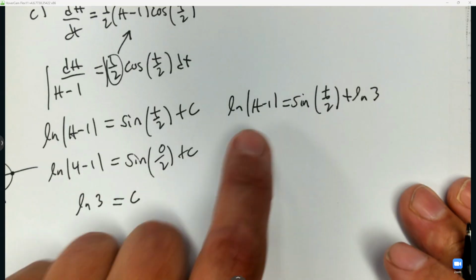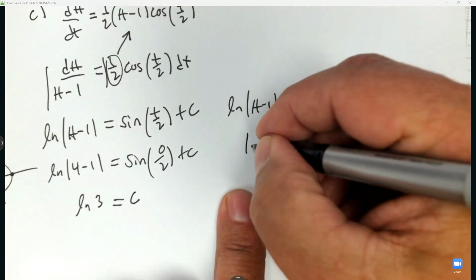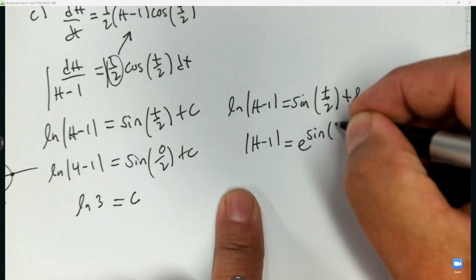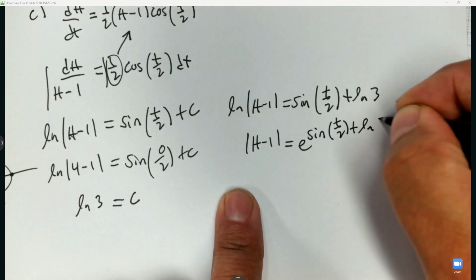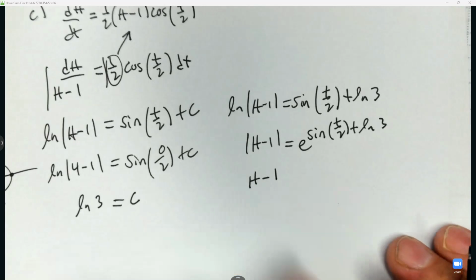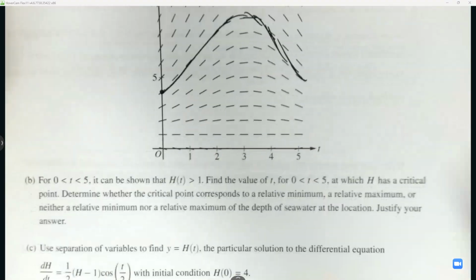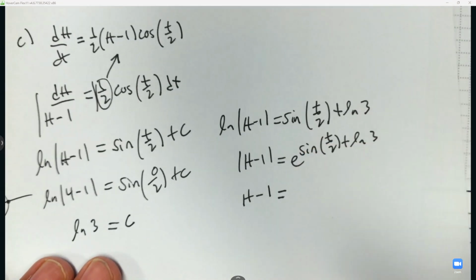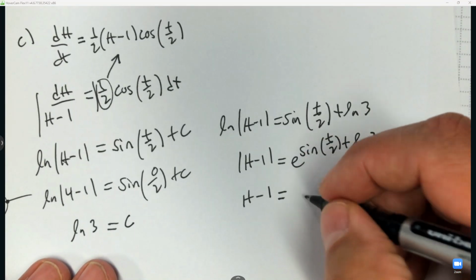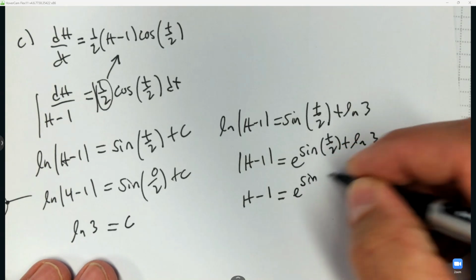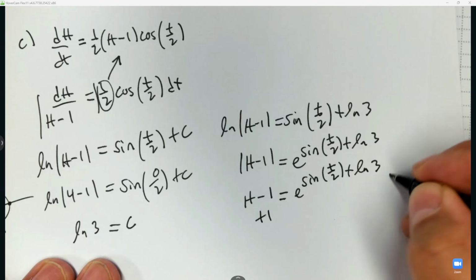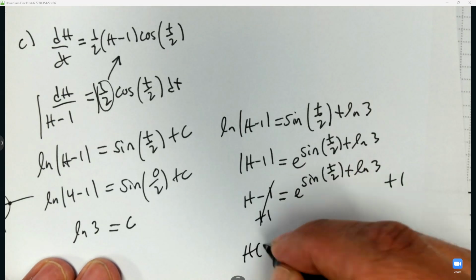And then I need to solve for h. So to solve a logarithm, we're going to write it as an exponential. So that's e to the exponent sine t over 2 plus ln 3. To remove the bars, recognize the y-coordinate here. That you know, and it says here it's always greater than 1. It's a positive value. So it's going to be a positive value in front. And then the last step is we're going to add 1. And there's our answer.